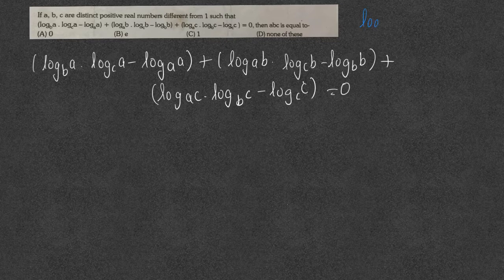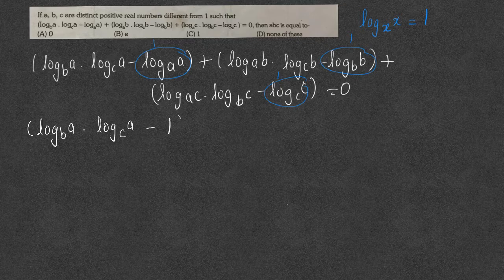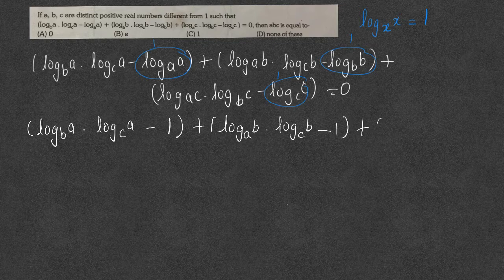We know that log x to the base x is always 1. So this is 1, and the value of this is 1, and the value of this is 1. So let's substitute it, which is log a to the base b and log a to the base c minus 1, plus log b to the base a, log b to the base c minus 1, plus log c to the base a, log c to the base b minus 1 is equal to 0.